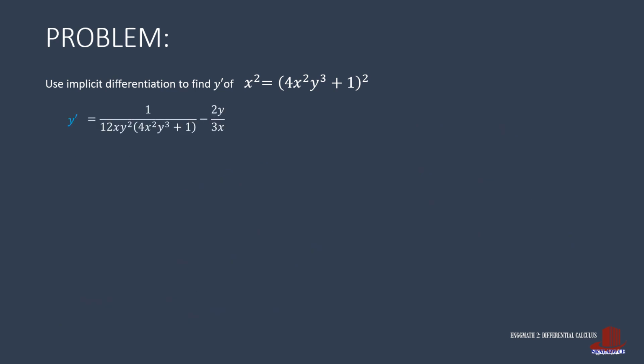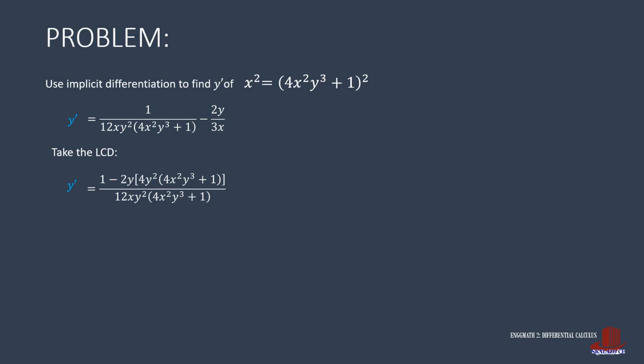Since we wish to have a single fraction for our final answer, we take the least common denominator, which is still 12x y squared times the binomial 4x squared y cubed plus 1. The numerator will then be transformed into 1 minus 2y times 4y squared times the binomial 4x squared y cubed plus 1.